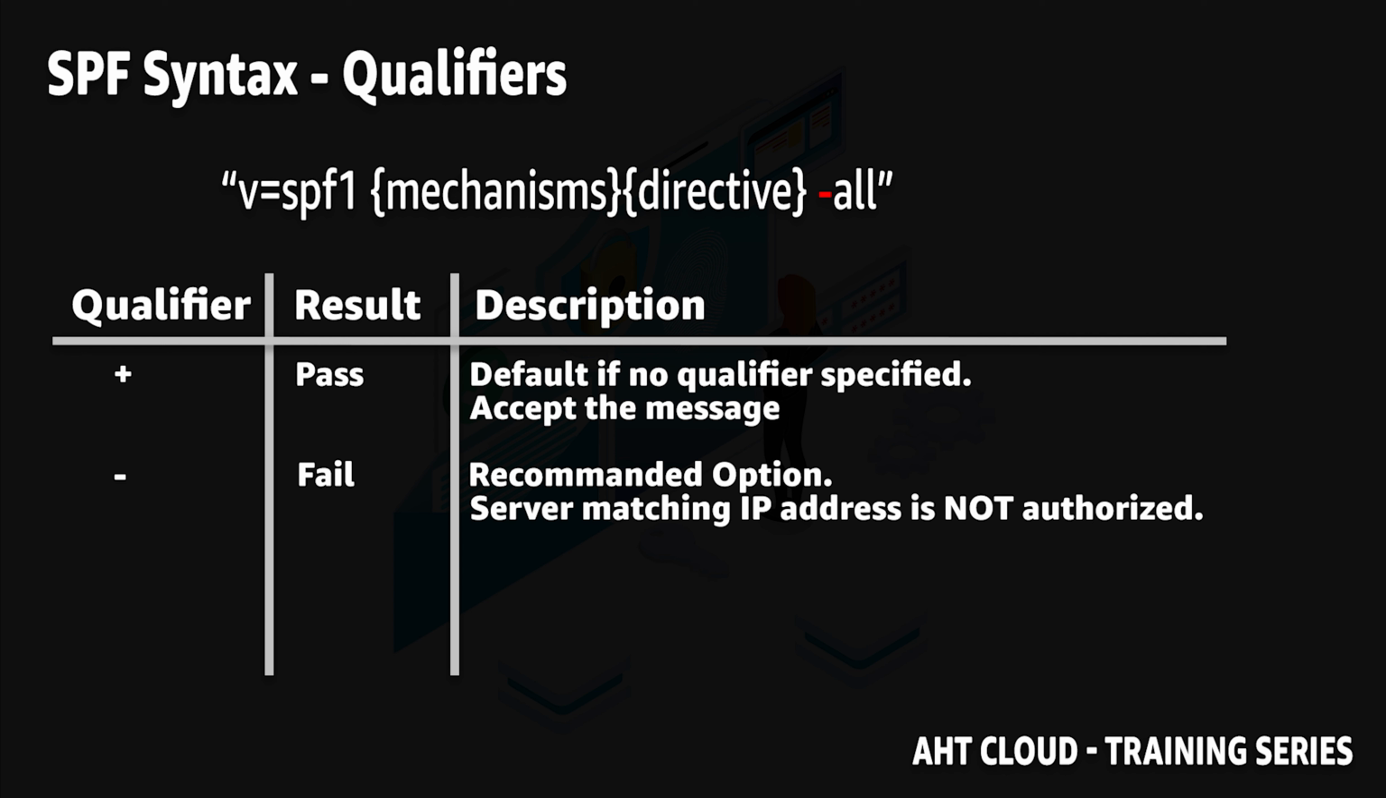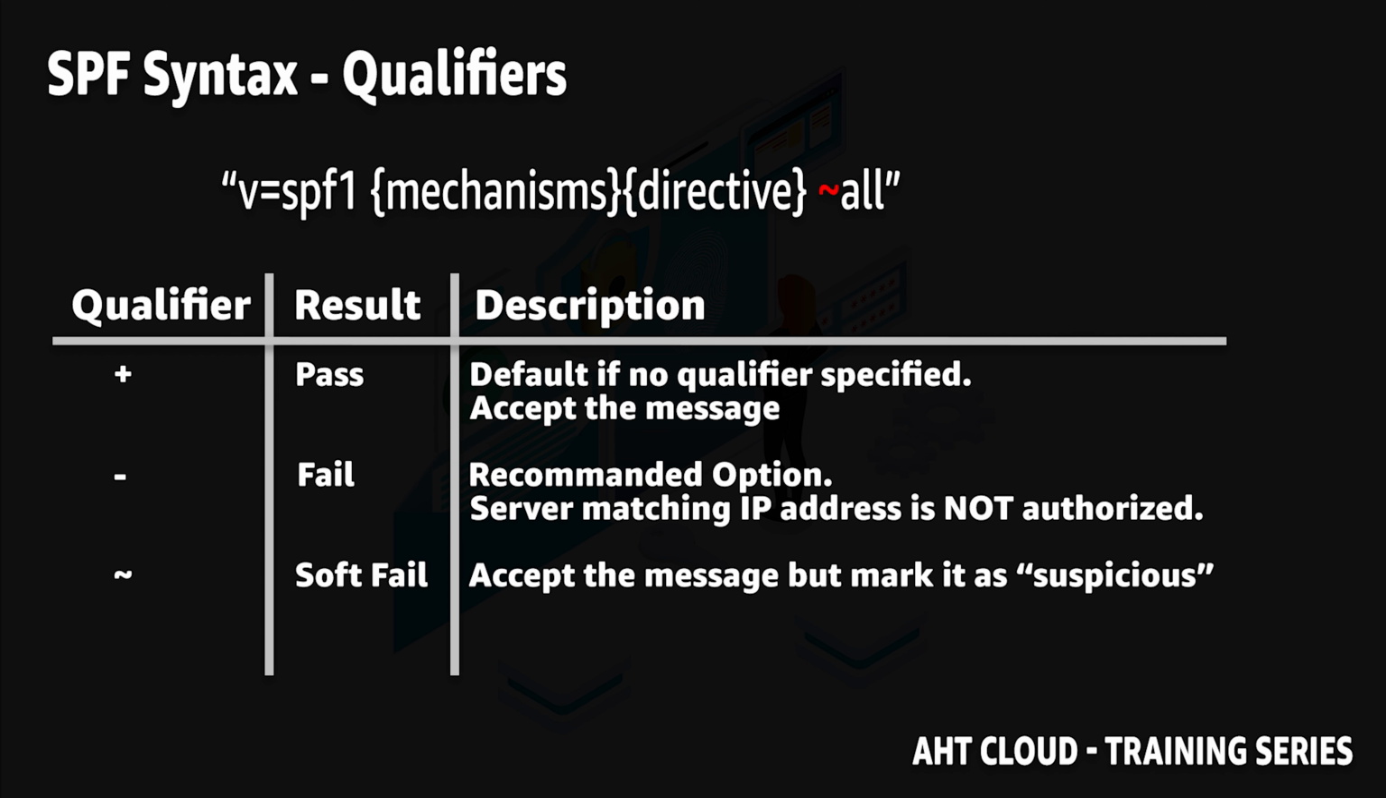The second qualifier is the dash sign. Now, I always recommend you use this qualifier. This qualifier will tell the email service provider to always fail when the email is not a part of your authorized list. The third qualifier is a tilde. This qualifier tells the email service provider to accept the email but mark it as suspicious. So basically throw it in the junk folder.